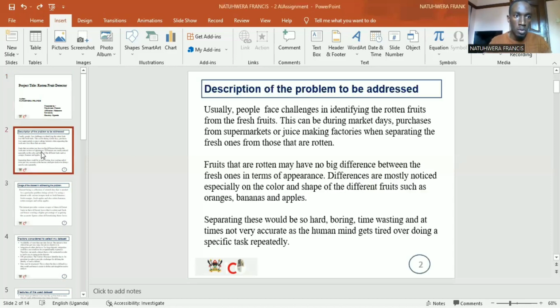In my description, usually people face challenges in identifying rotten fruits from the fresh fruits. That's the general view, the abstract of my problem. It would be so hard to separate a large group of fruits, let's say bananas, apples, and oranges, physically. It would be hard, time consuming, even time wasting. But with this project, it would be so easy to separate the rotten fruits from the fresh fruits.